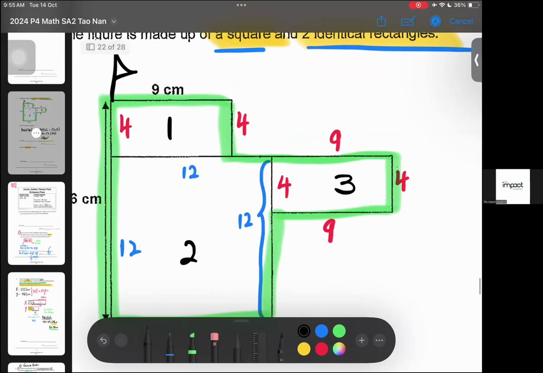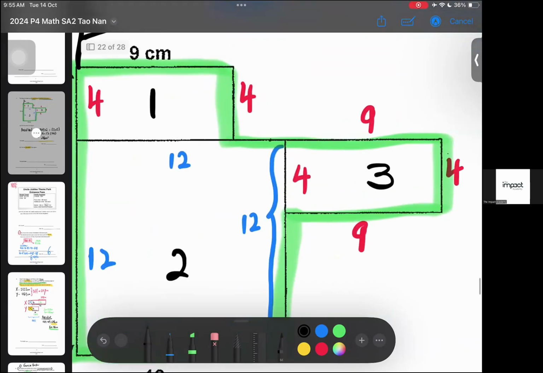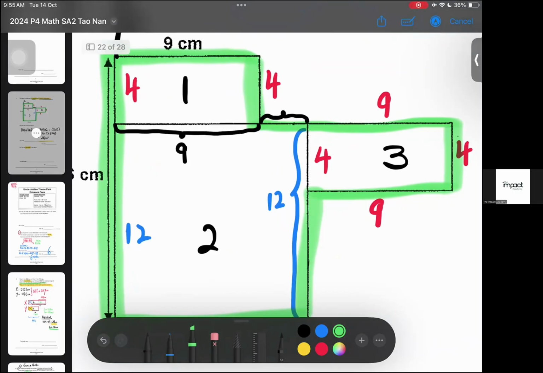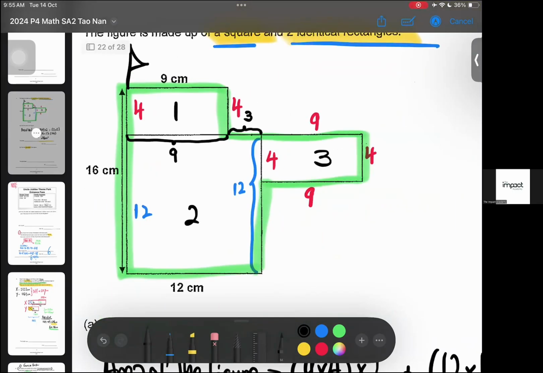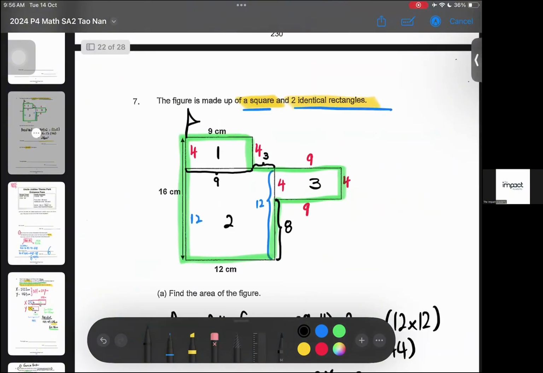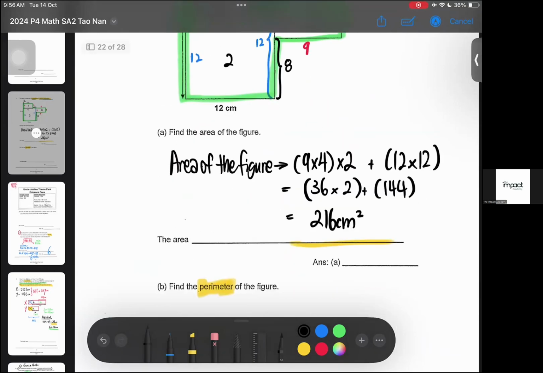But I'm facing an issue. What exactly is this measurement over here? But I know one thing for sure, isn't it? I know that this entire thing is 9, and that entire thing is 12. So the entire square is 12, so this has to be 12. Got it? What about these over here? We know that it's 12 minus 4, which gets me to 8. So if I have all of the measurements, I can start work.